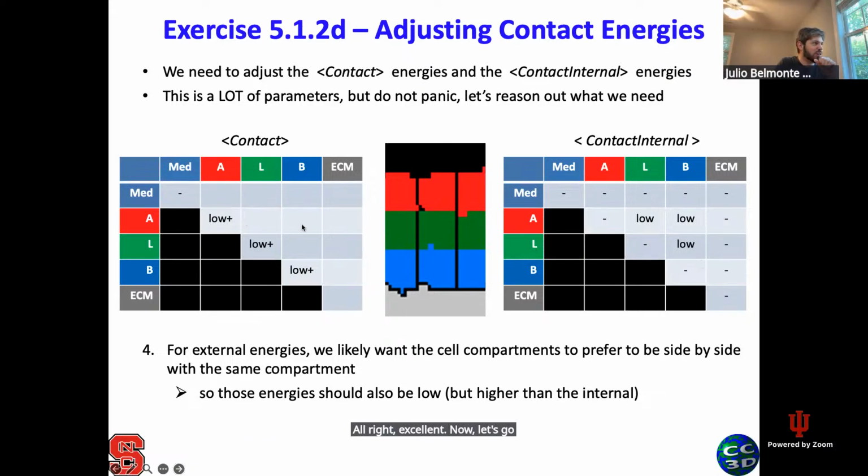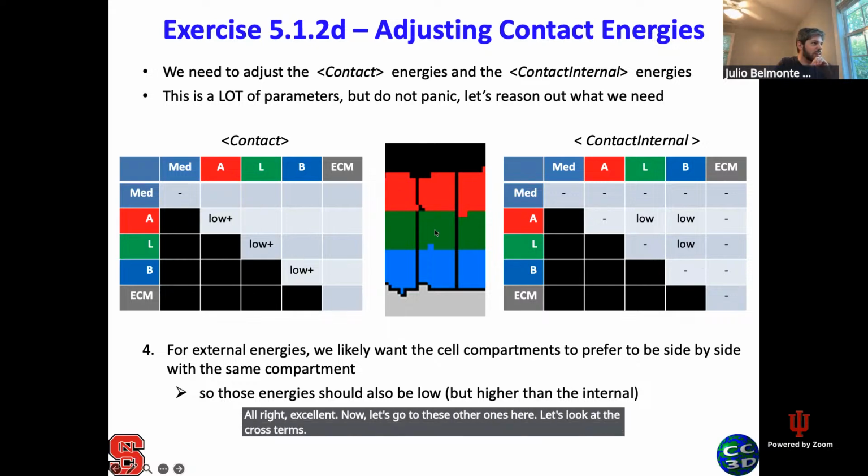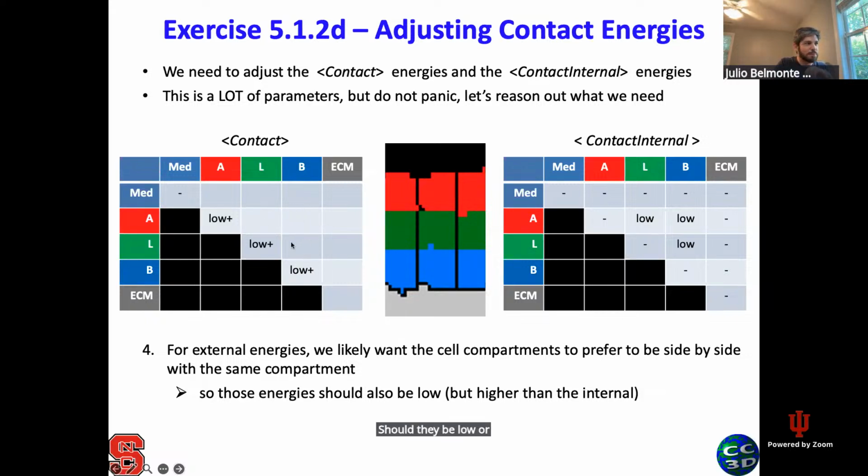Now let's go to these other ones here. Let's look at the cross terms. This one with this one, the lateral with the apical and the basal, and the basal with the lateral and with the other apical. Should those three values be low or high? So the cross terms between compartments, sorry, between clusters.